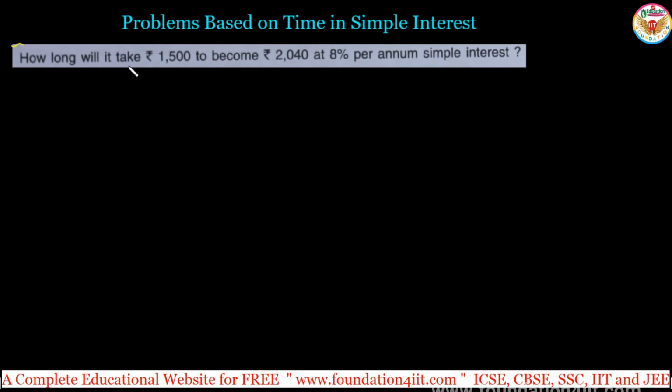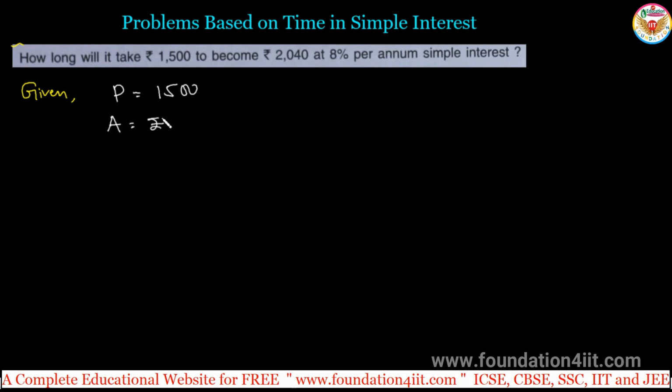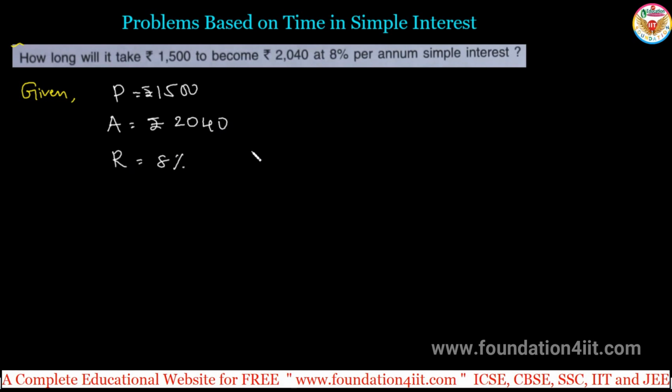First one: how long will it take 1500 to become 2040 at 8% per annum simple interest? We're supposed to find the time. First, let us state the given data. Principal P is rupees 1500, to become 2040, so this is the amount, A is rupees 2040, at 8% per annum, so R is equal to 8%.